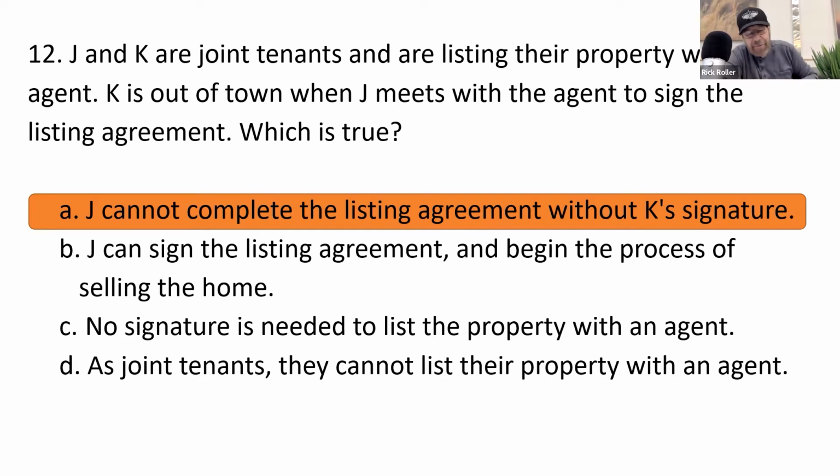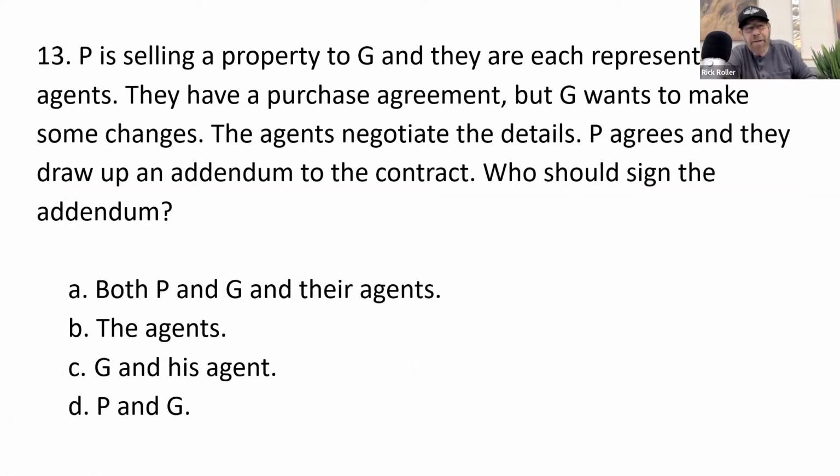Let's look at 13, please. P is selling a property to G, and they are each represented by agents. They have a purchase agreement, but G wants to make some changes. Who's G? G is the buyer. Okay, so G is the buyer and he wants to make some changes. The agents negotiate all the details. That can happen. They try to get this and try to get that. So they got it all negotiated. P agrees. They draw up an addendum to the contract, changing all these details.